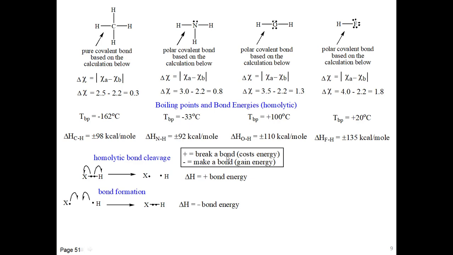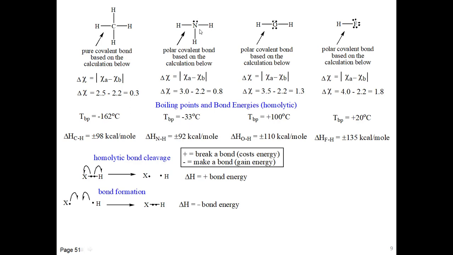Okay, so we'll look at some bonds that are important in organic chemistry. Certainly C-H bonds are very important. Now, what kind of a bond is this? Well, we take the electronegativity difference, 2.5 minus 2.2, we get 0.3. We're going to identify that as pure covalent, because our cutoff was anything less than or equal to 0.4 is pure covalent. So we say the electrons are shared evenly in this bond. No imbalance of charge. And you can see the boiling point is very, very low, minus 162 degrees Celsius.